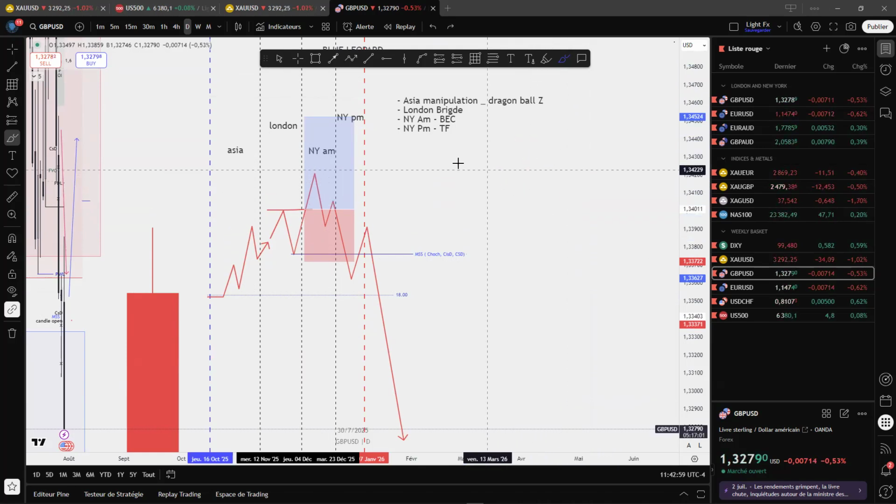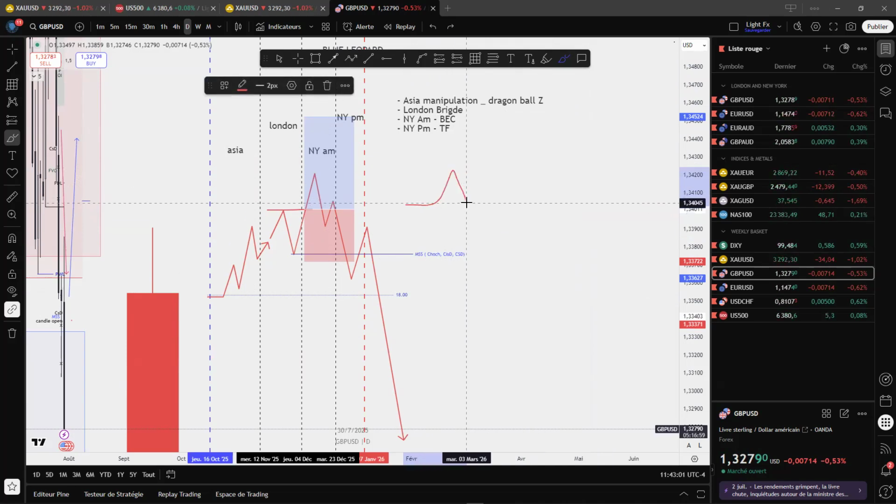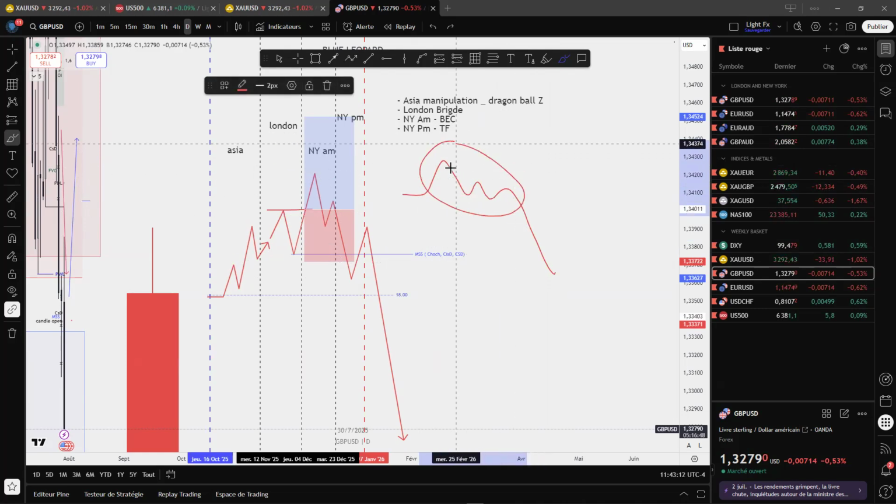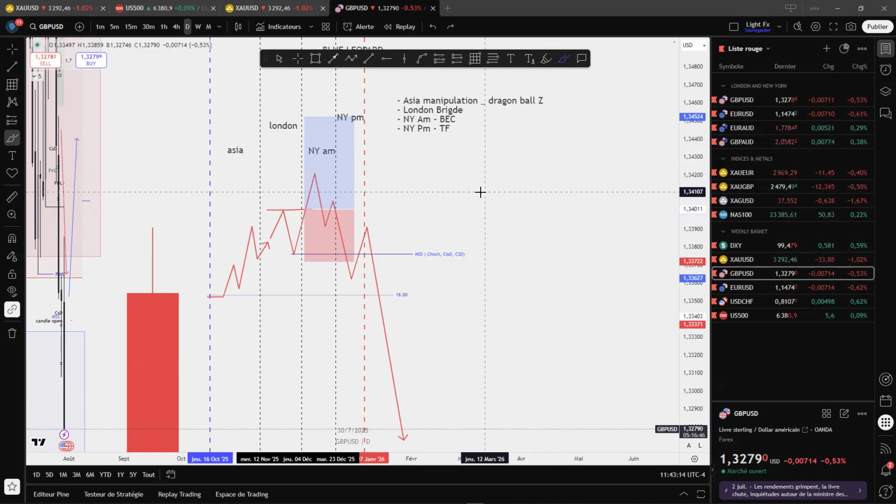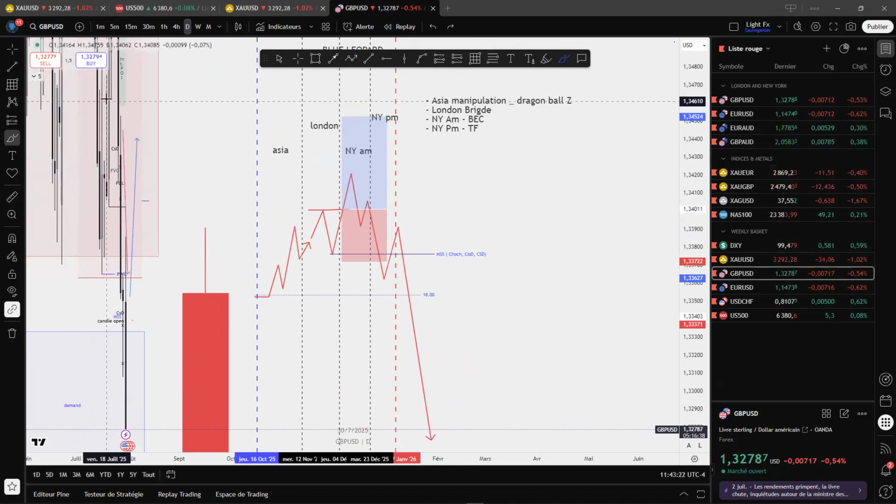Are you writing down what I'm saying? If it's Asia manipulation, then you will take a continuation. If it's London manipulation, you will also take a continuation. But if it has Asia manipulation and London has already done the move, be careful. Maybe New York will reverse. What do I mean by that?